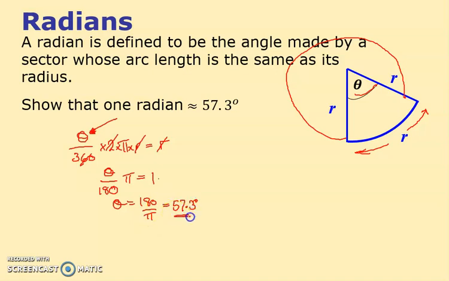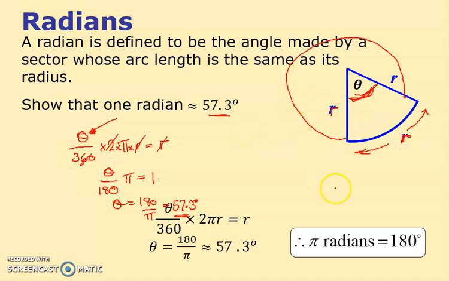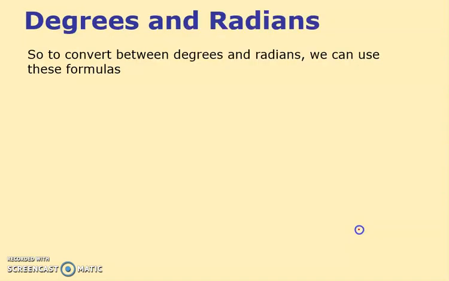And that's what they wanted me to do. They wanted me to show that 1 radian, this angle that you get when you have a sector with the same radius as you have arc length, that angle is 57.3 degrees. And there it is. Take from this, please, 2 things about the 57.3. That's useful, but that's not exact. What's exact really is that pi radians is 180 degrees.